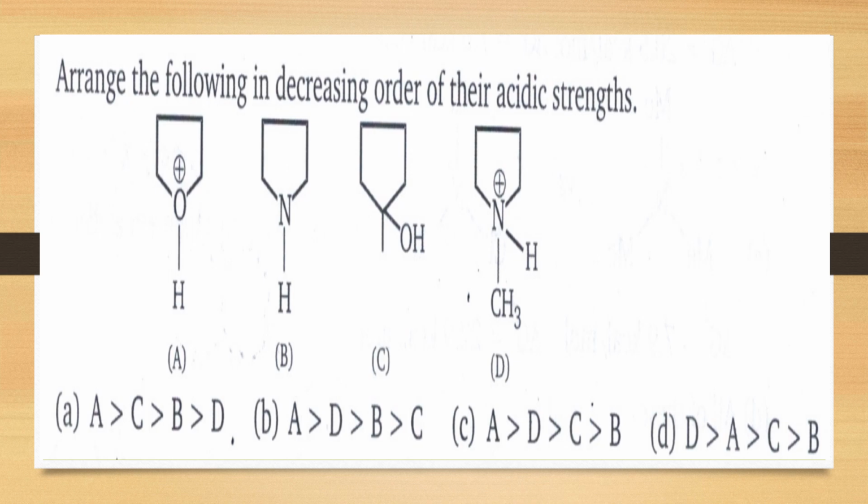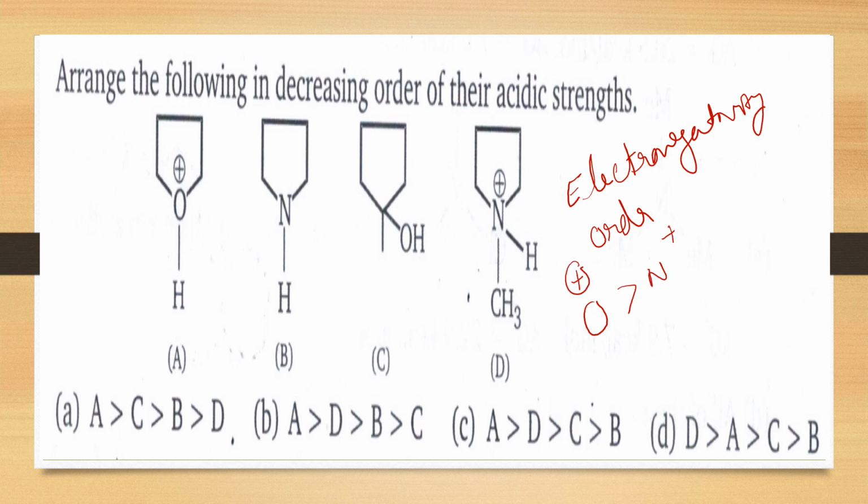It's very simple. First of all, we have to understand the order of electronegativity: O positive, then N positive, then O, and then N. That is the electronegativity order. When a positive charge occurs on the O atom, it is the most electronegative. That's why it will attract the electrons of the sigma bond between O and H faster than all other compounds. That's why it releases the H plus ion very quickly. So the most acidic is A.